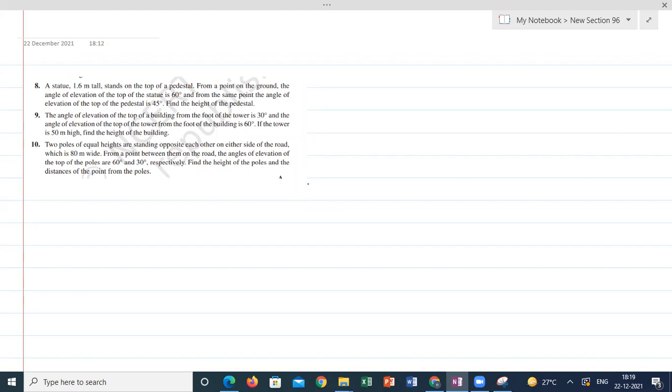Same as the previous question. Instead of a building, it is a pedestal. Sorry, instead of a tower, it is a statue. But they gave the statue height. They're asking us the pedestal height here. In the previous case, they gave the building height, and they're asking us the tower height. So try to solve this question. Please, students, please solve this question.